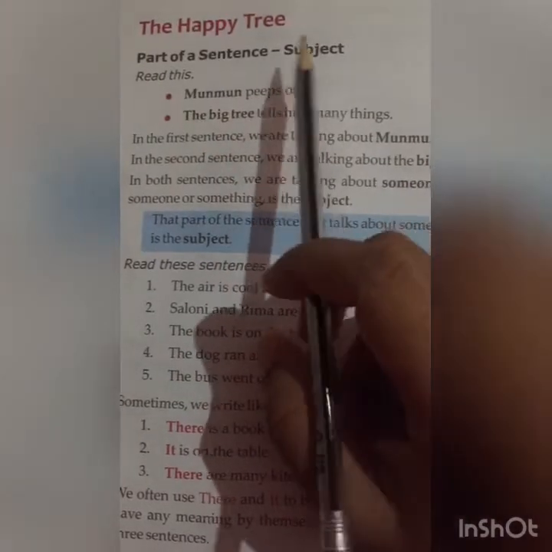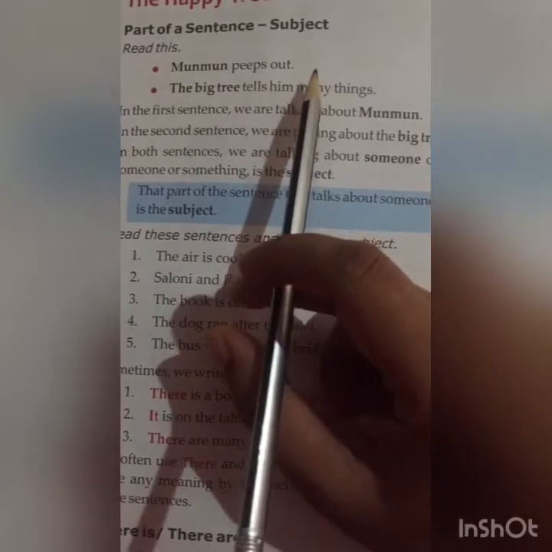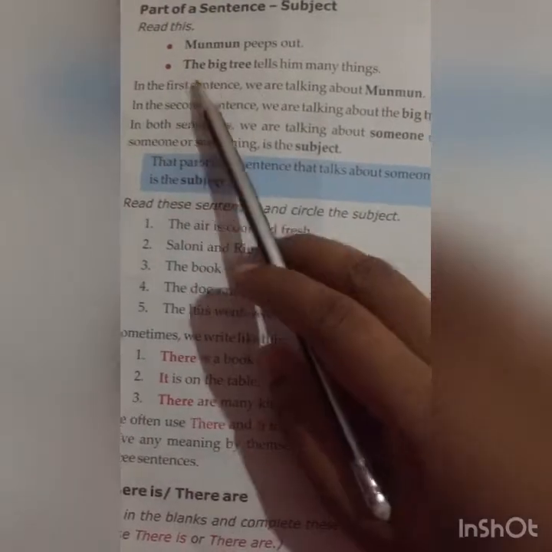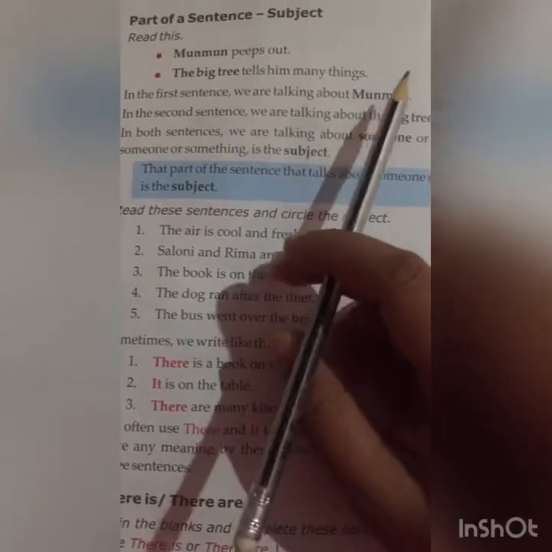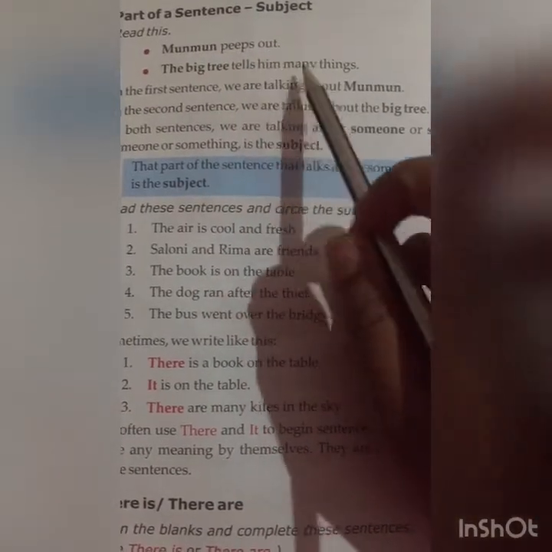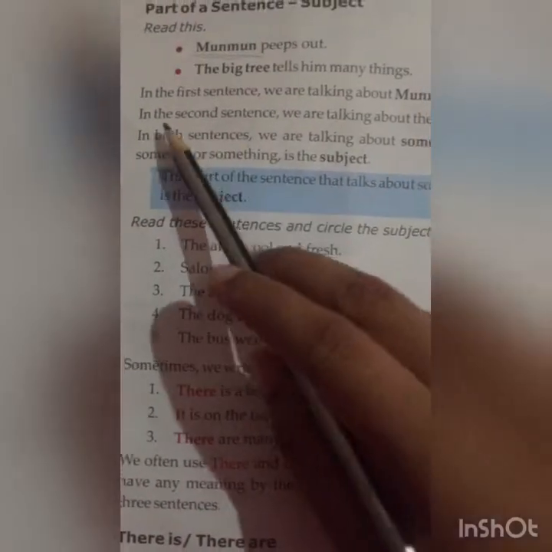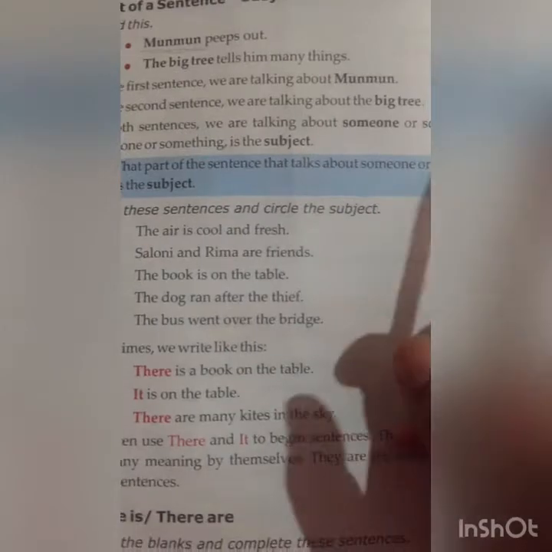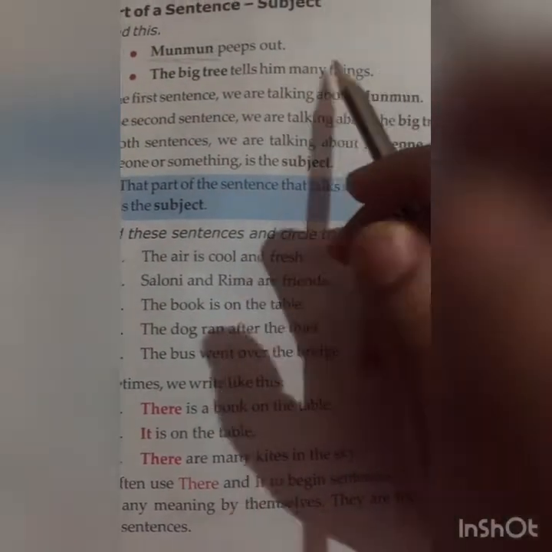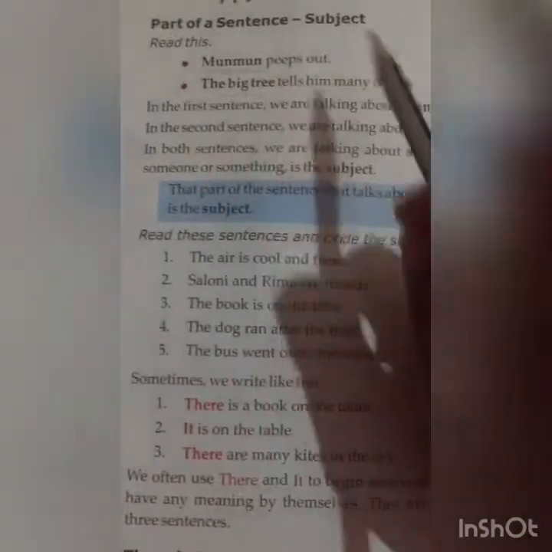Part of a sentence: Subject. Read this. Munmun peeps out. The big tree tells him many things. In the first sentence, we are talking about Munmun. In the second sentence, we are talking about the big tree.